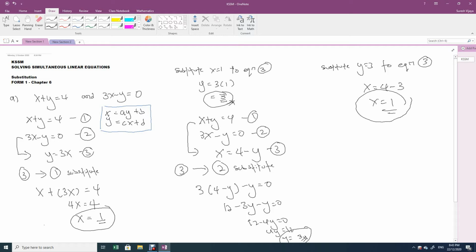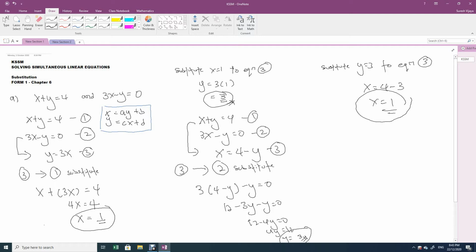So it all depends on whether you use the rules correctly. As long as you use the rules correctly, it doesn't matter which equation you transform and substitute into the other equation to get the answer. So I've shown you how different variables can be made the subject of the substitution equation, and both end up with the same answer.